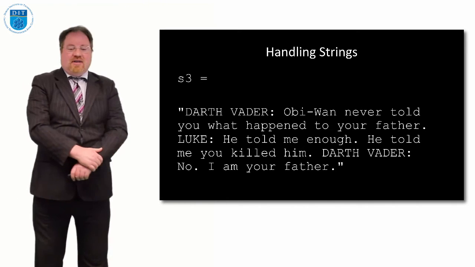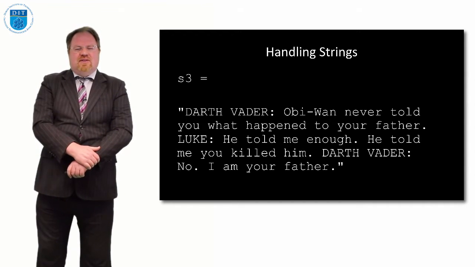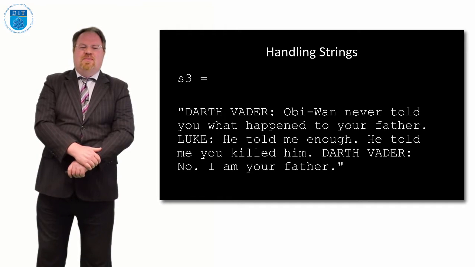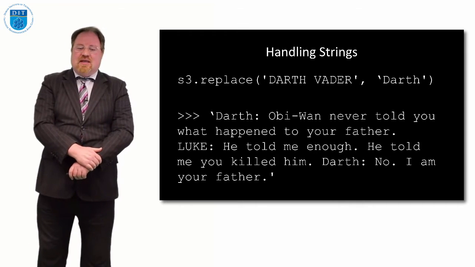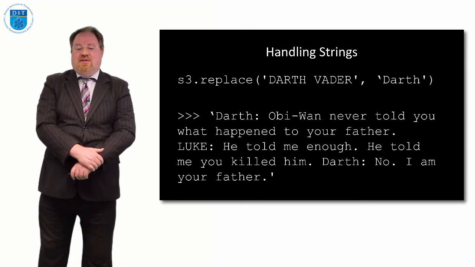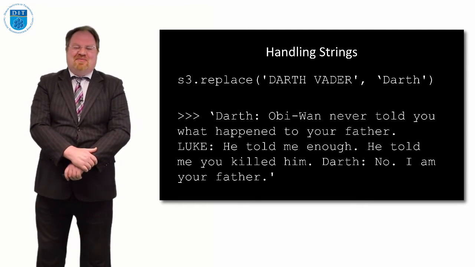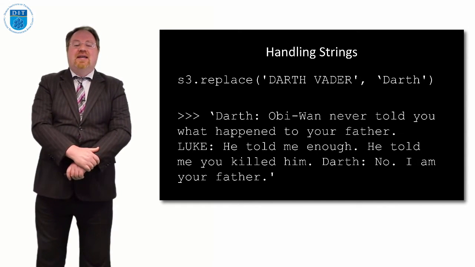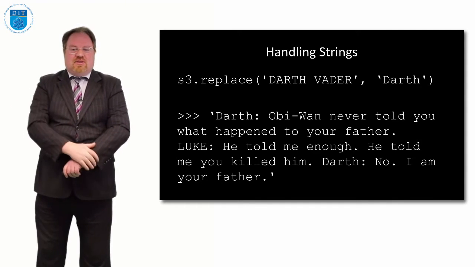If we go back to the original string again, and we have it as is, we like the Darth Vader, but it's too long, so we want to change it to just Darth. All we need to do is S3, our string, dot replace, and we replace the words Darth Vader with the word Darth. Obviously there are other non-Star Wars examples you can use this on as well, but this is a handy way of thinking about it. So now we can see everywhere where it said Darth Vader, it's been changed to Darth. So that's a really quick way of replacing a particular string.